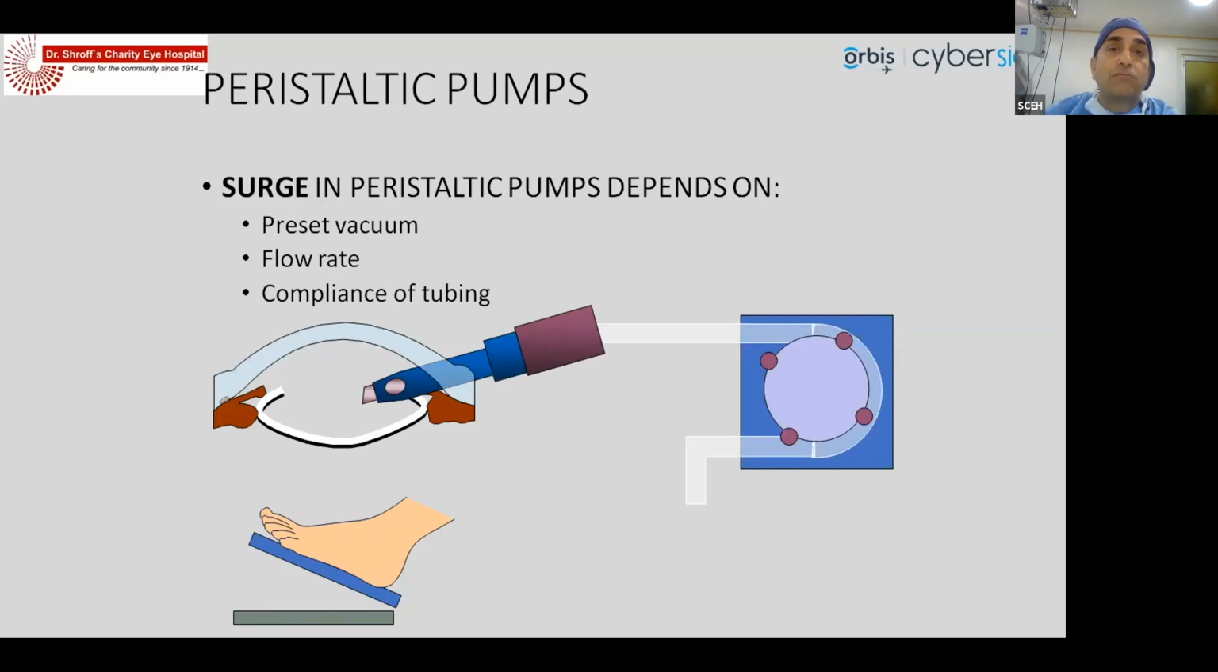And that's why when we are eating the last piece, sometimes it's good to slow down the machine, reduce the vacuum, and reduce the flow rate. Both reduction of vacuum and reduction of flow rates will prevent surge from happening. So you slow it down. And if you have non-compliant tubings which do not collapse, that would help.